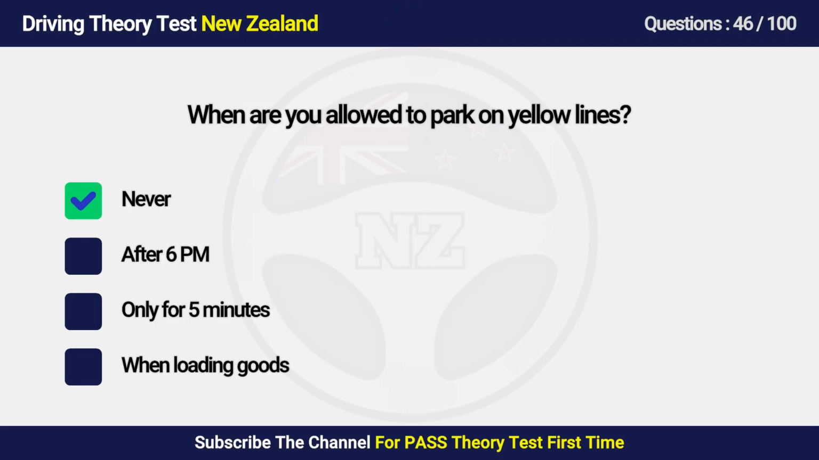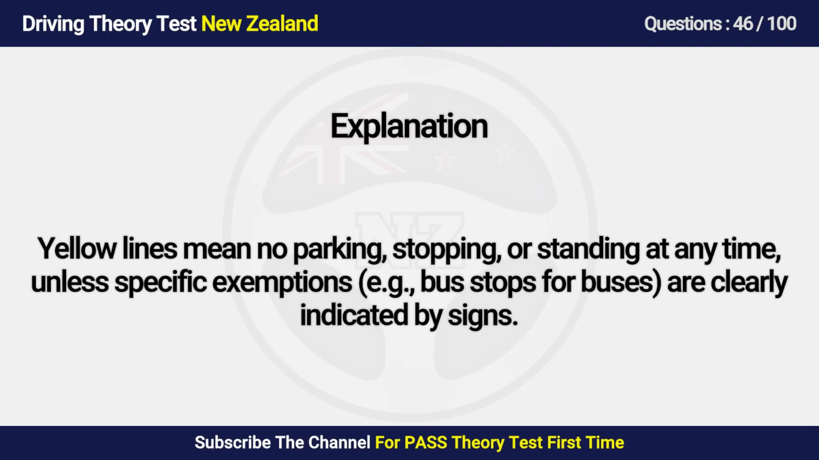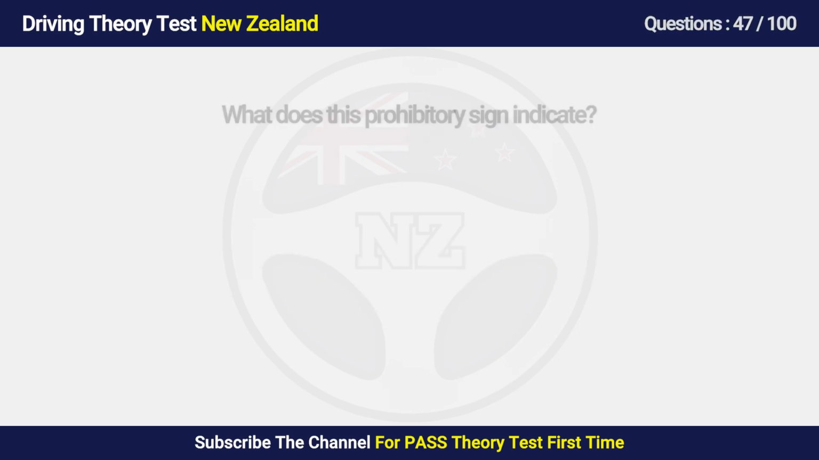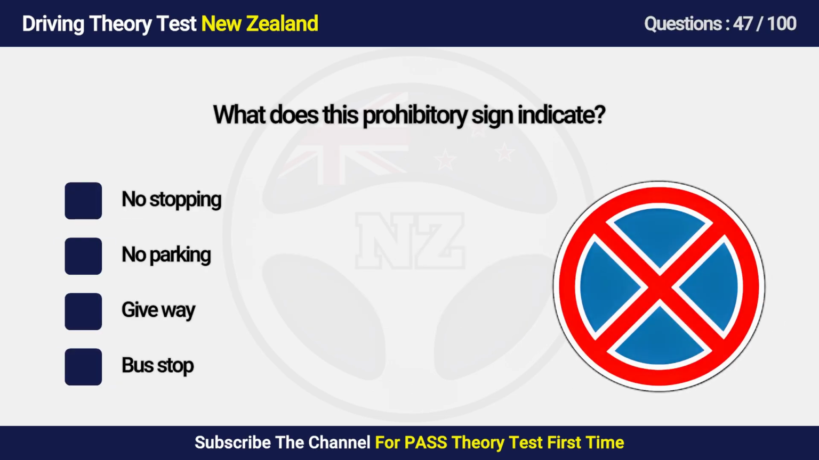Answer is A, never. Yellow lines mean no parking, stopping or standing at any time, unless specific exemptions, e.g. bus stops for buses, are clearly indicated by signs. Question 47. What does this prohibitory sign indicate?